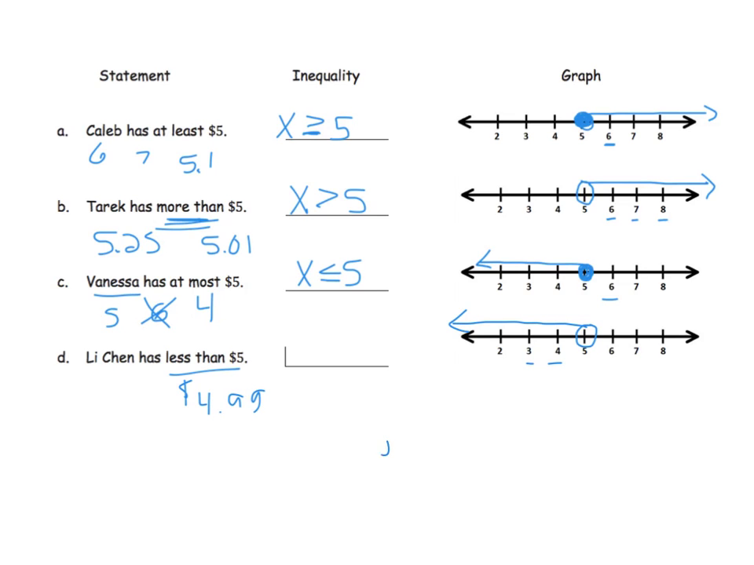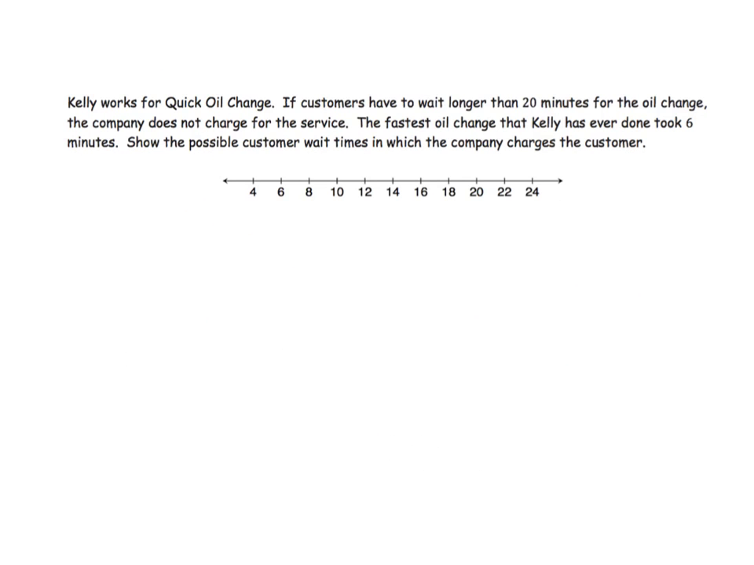So to review, you're using a closed circle for a greater than or equal to, or a less than or equal to. So this is the less than or equal to, greater than or equal to, open if it's not an or equal to. All right, what about some word problems?